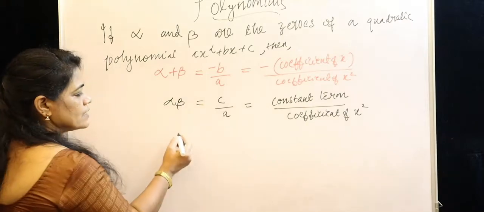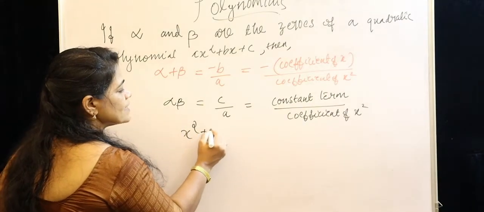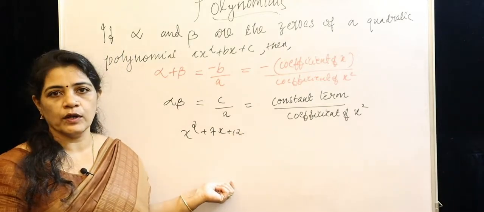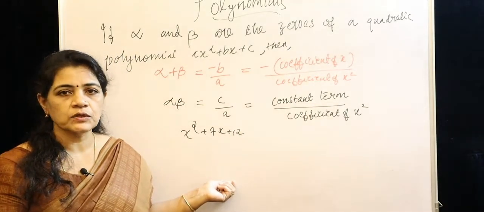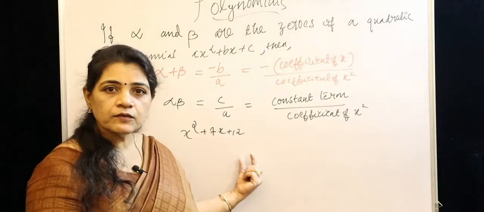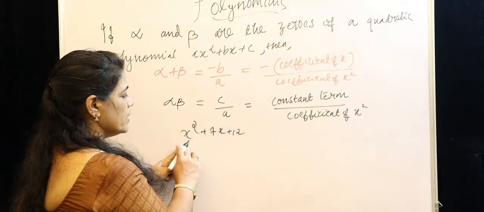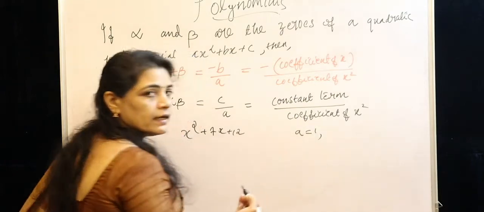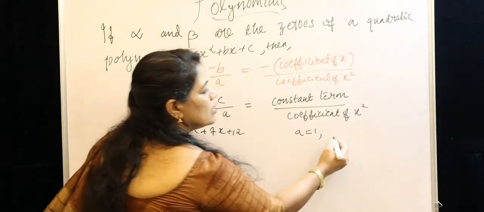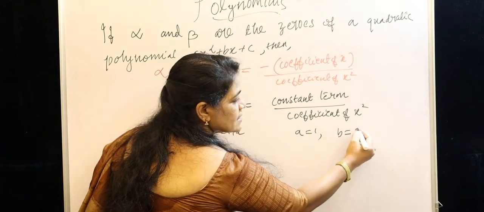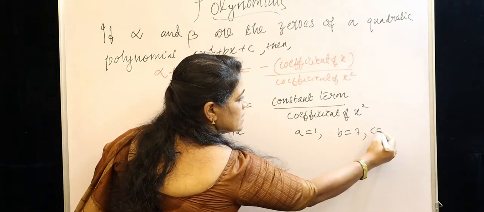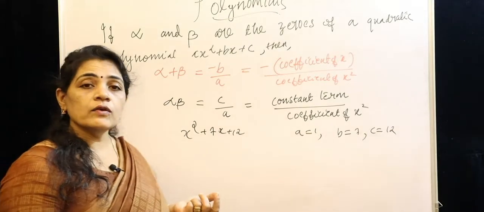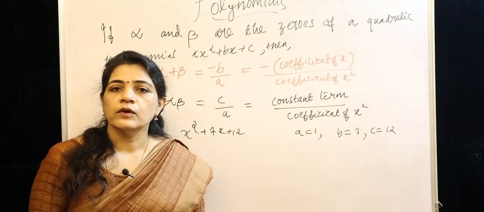I am taking an example, that is x square plus 7x plus 12. This is a quadratic polynomial. Understood? See children, compare this with the general form: the coefficient of x square, that is a, is equal to 1, b, the coefficient of x, is 7, and c is equal to 12. How will we get the zeros of a quadratic polynomial?